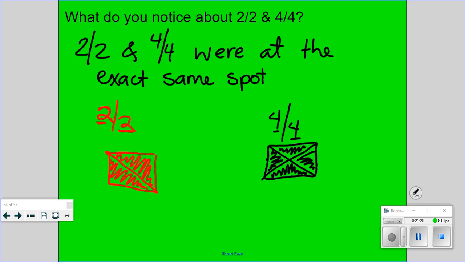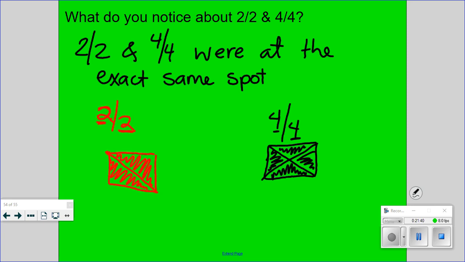Harper, what did you notice? I noticed that even though they're both different fractions, they still have the same value. They do still have the same value. The whole thing is colored in. I had to color more pieces, but ultimately, the whole thing is colored in.